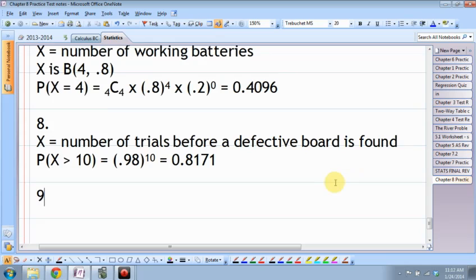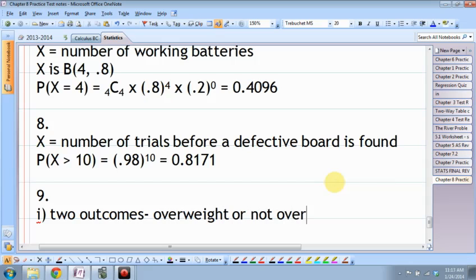Well, what are the conditions for a binomial distribution? 2 outcomes. Good. Do we have 2 outcomes? We do. What are the 2 outcomes? So overweight and not overweight.